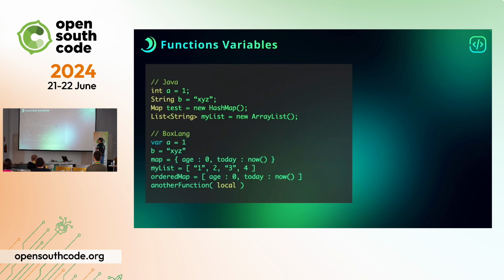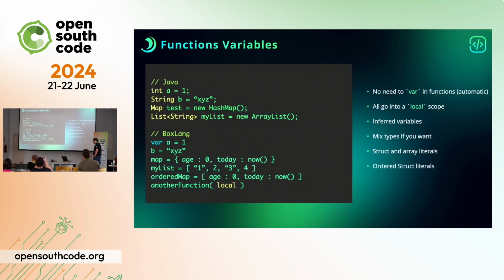Right, more differences. Function variables. Okay? So there is no need to say basically var like in JavaScript, right? You basically can just say B, and it will automatically inject it into the local scope. Okay? We infer the variable types. We can create very nicely literals, right? So here's an example of creating hash maps and array lists. Okay? You can also create ordered maps by using the array notation. So that means that it will create that map in an ordered fashion. Okay? And there's more little developer, I would say, nuggets available to make your life easier.